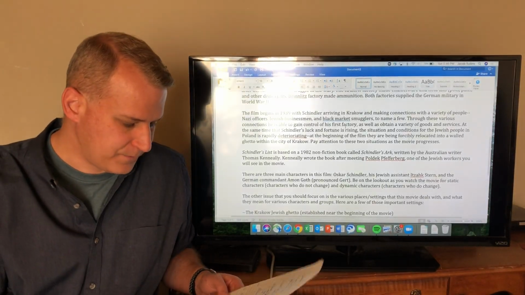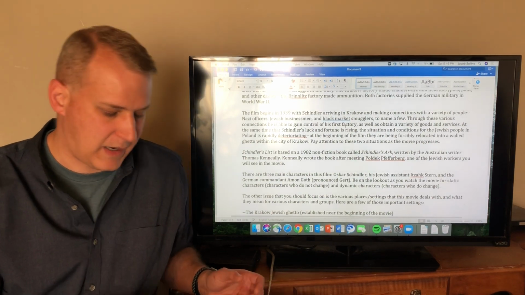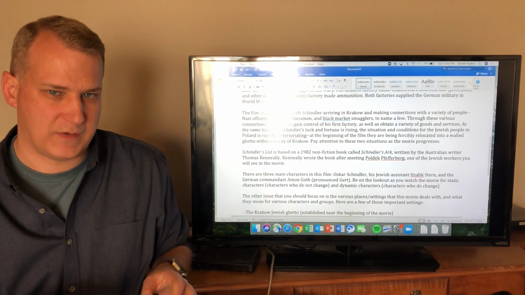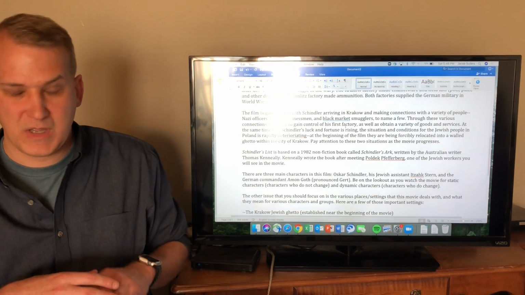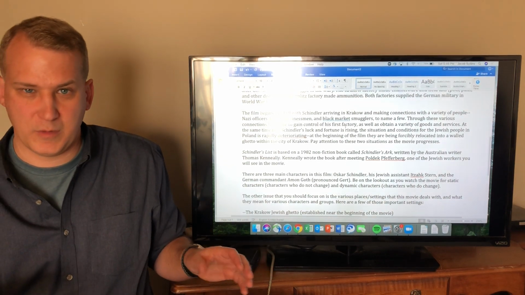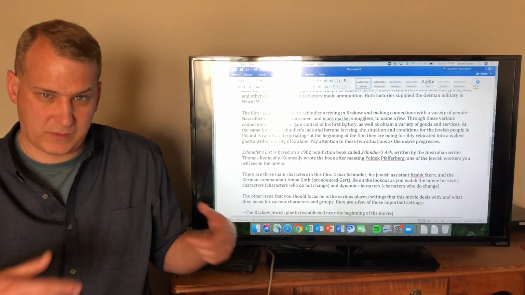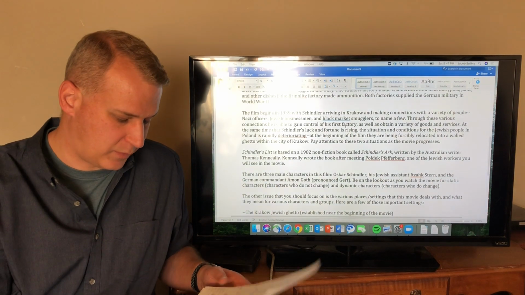different sometimes. You see Schindler come to Krakow. The first 15 or 20 minutes is him sort of socializing with these Nazi officers, becoming friendly with them. He will use those friendships later in the movie to get his factory, and then to get military contracts that will make him very rich because of his factory.